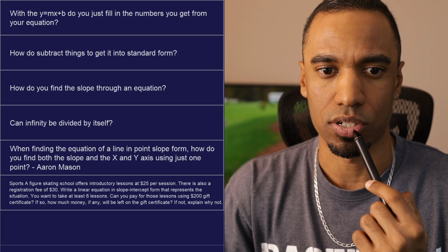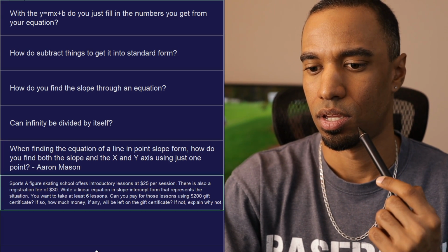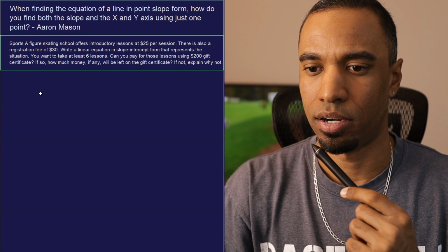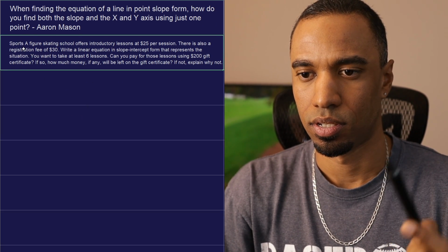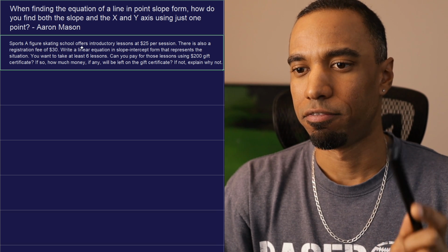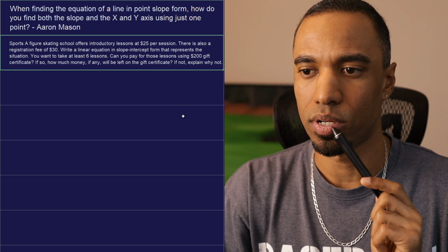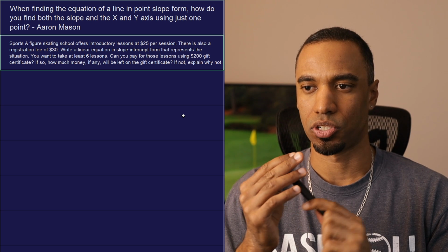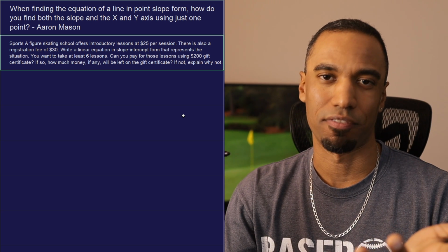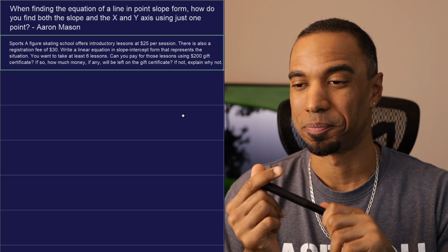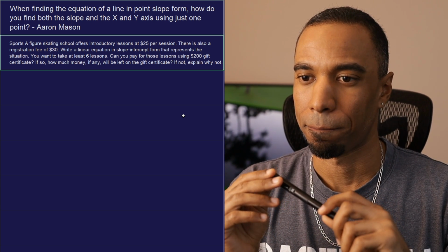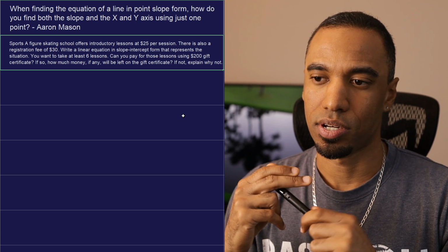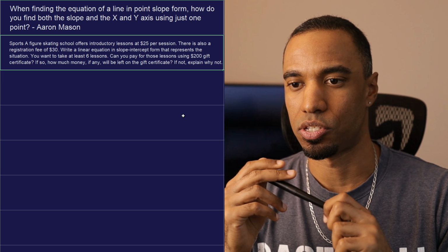The final question here asks, sports, maybe this is a title, sports. A figure skating school offers introductory lessons at $25 per session. So you're giving me a specific question here. You know you don't get credit for this, right? There is also a registration fee of $30. Write a linear equation in slope-intercept form that represents the situation.